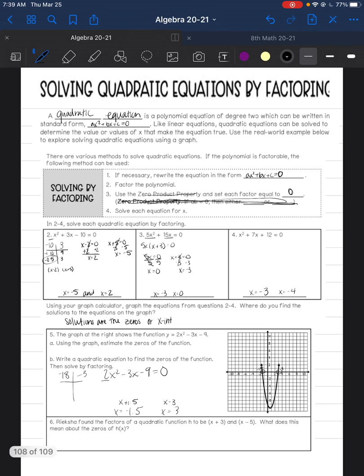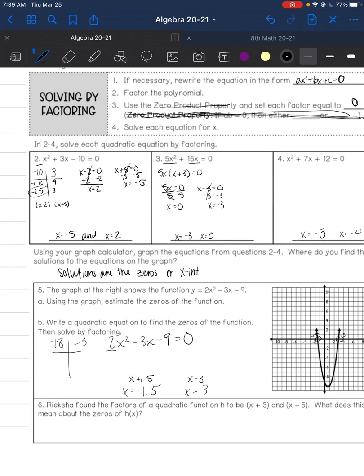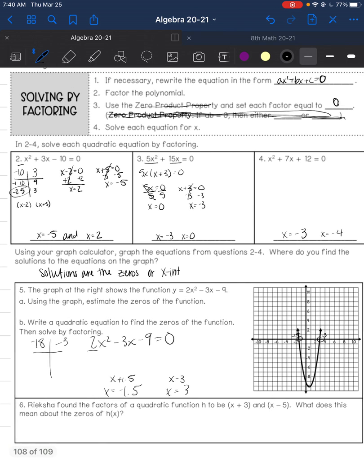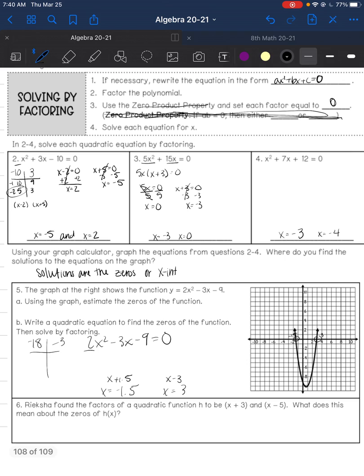Look at number 6. Sorry for the bell. Riska found the factors of a quadratic function h to be x plus 3 and x minus 5. What does this mean about the zeros of h of x? So you should kind of already see it's going to be the opposite sign of our factor. So zeros at negative 3 and positive 5.